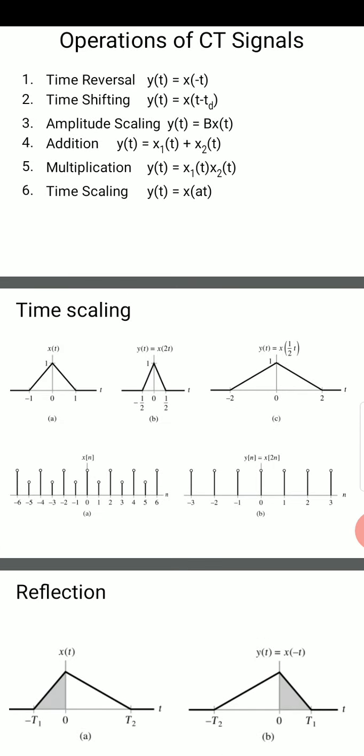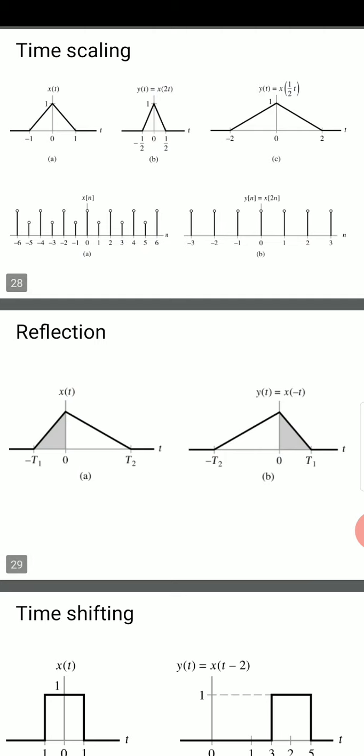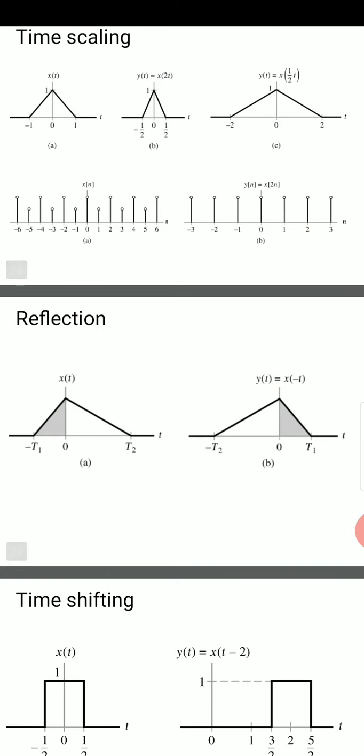For time scaling, take the limits minus 1/2 to plus 1/2, with y1 = x(2t) and y2 = x(1/2 t). In the discrete domain, x[n] = x[2n]. And reflection, what is reflection? Reflection is a mirror image. The first image is denoted by minus t1 to t2, and another mirror image y2 = x(-t). Change the limits in the time domain. Minus t2 is shifted to the left side, and t1 is shifted to the right side.